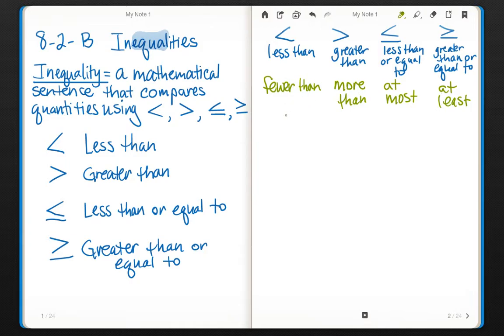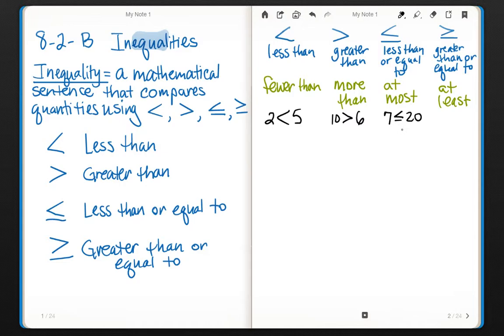Let's put a few examples of things that would be fewer. So you could say 2 is fewer than 5. 2 is less than 5. You could say for more than or greater than, 10 is greater than 6. 10 is more than 6. We could say that 7 is less than or equal to 20.